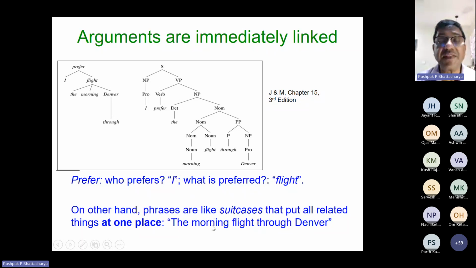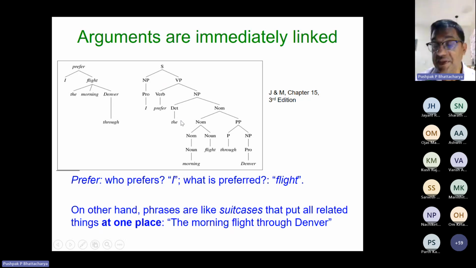So phrases are like suitcases that put all related things at one place. The morning flight through Denver. You look at this whole subtree here. The morning flight through Denver. This is under an NP here. So this is like a box which is keeping all other constituents and nodes inside it.